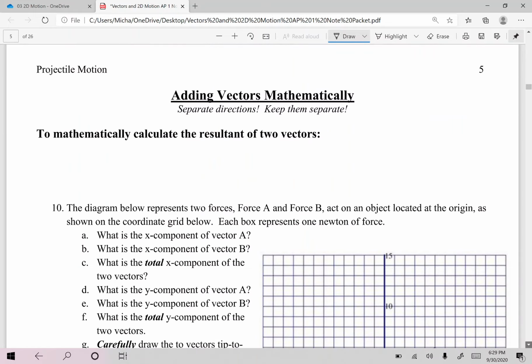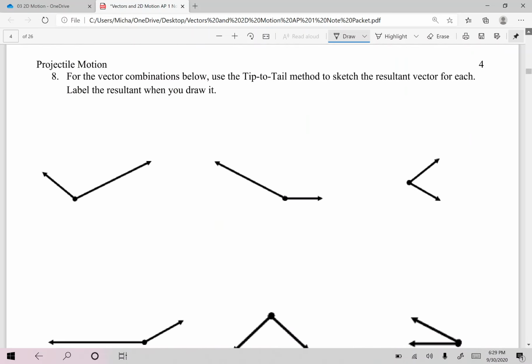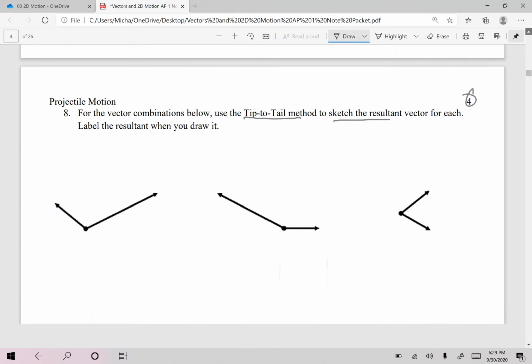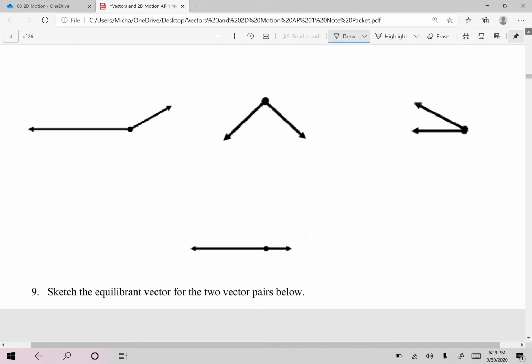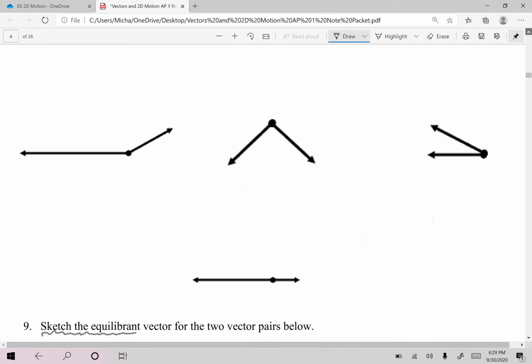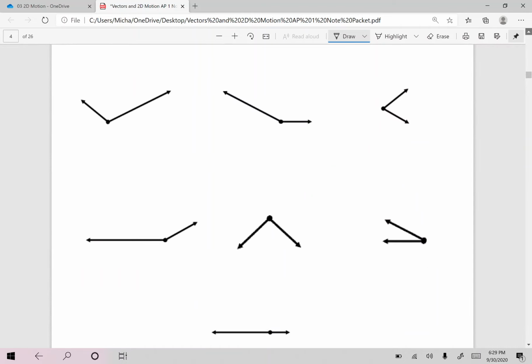So to close out, here's what I want you to do. I want you to do this page, do all of page 4. Pause the video right now, try it all on your own. All you're doing is using the tip to tail method to sketch the resultant. So you're just going to draw the picture for all of them. Again, you're just drawing 1, 2, 3, 4, 5, 6, 7 pictures. Down here, this you might have trouble with the first time around, so we'll check our work at the end. Pause it, try these, and then I'm going to go over all of them once you pause and try them.